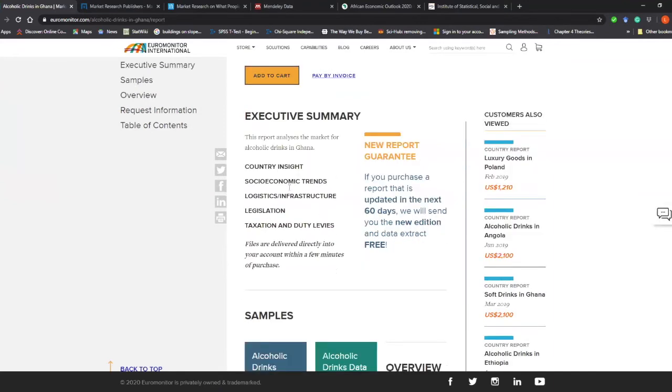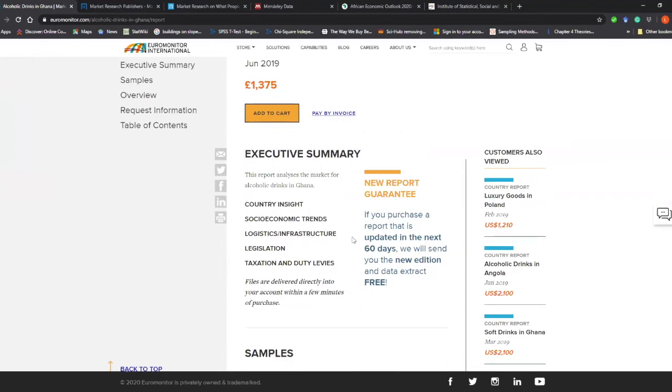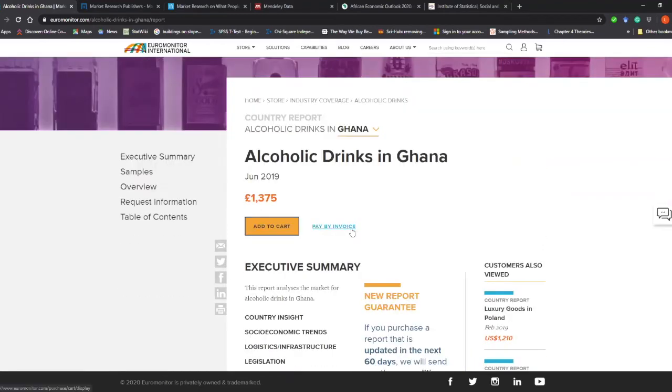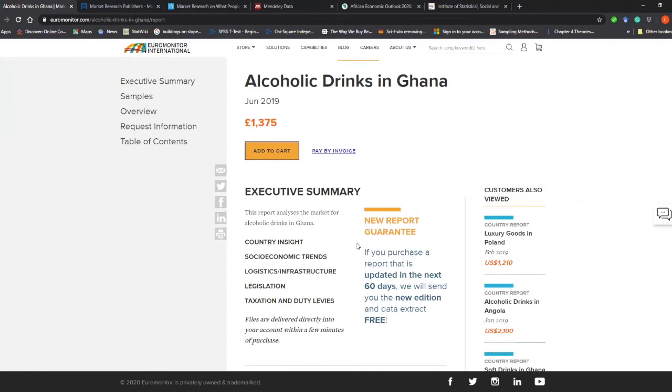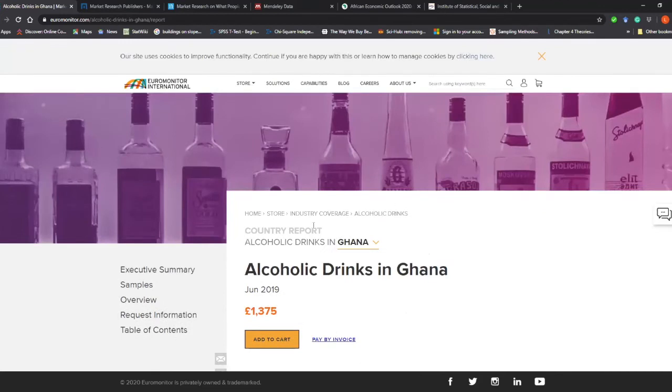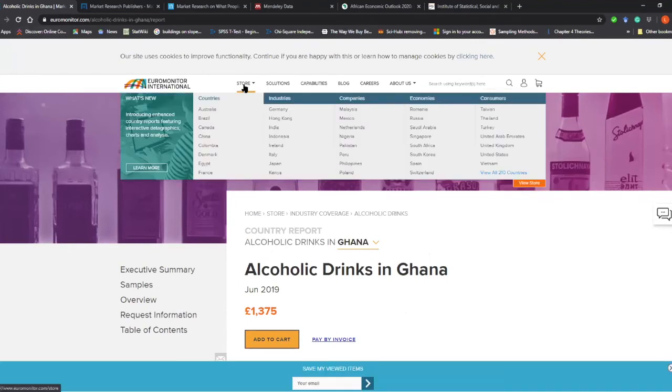Right, so this is the executive summary of the report. The report analyzes the alcoholic drinks market in Ghana, giving us socioeconomic trends, logistics and infrastructure, legislation, taxation, and duty levies. So by the time a company accesses this database and they're selling alcoholic drinks, they will have a fair idea of the terrain in Ghana when it comes to alcoholic drinks. And this is just from one database, right? Mm-hmm. And you can get it for as many as 210 countries.